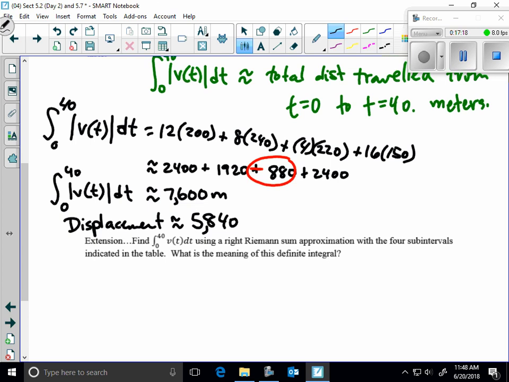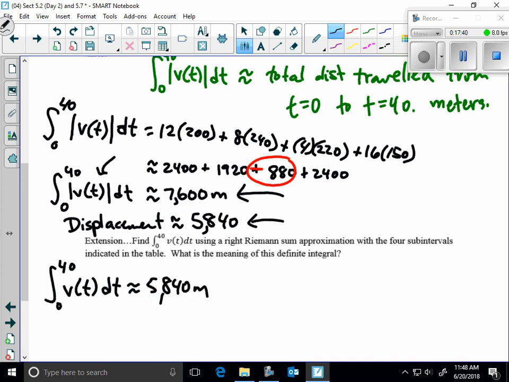Well, displacement means how far from where they originally started, whereas distance means how far they traveled in total. So displacement would be a difference of just not taking the absolute value of v of t. This is displacement, which would be 5840, whereas this is distance when we talk absolute value.